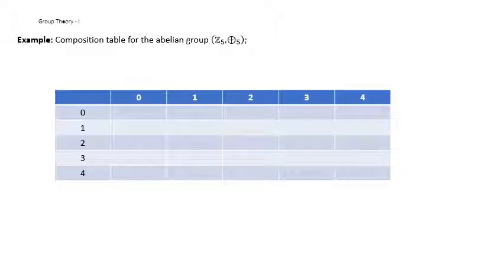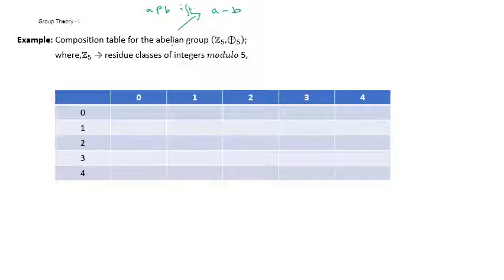Let us construct the composition table for this abelian group Z5, addition modulo 5. Now what is Z5? Z5 is actually the residue classes of integers modulo 5. When we studied equivalence relations, we saw an equivalence relation where a is related to b if and only if a minus b is divisible by 5. We showed that this is an equivalence relation, and with respect to it we got some equivalence classes.